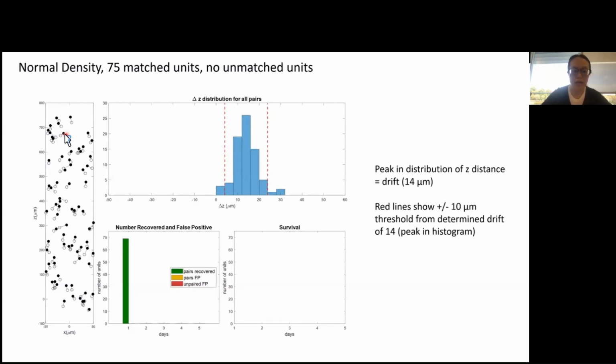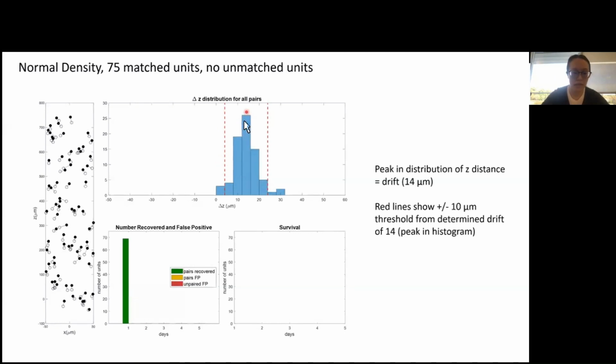I'm going to show you trackings on 6 datasets frame by frame in the next few slides. Each frame shows a comparison between 2 consecutive datasets. So we show 4 sections here. The first section shows a one-shank probe and the positions of all the simulated units on both datasets. The histogram above shows the vertical distance distribution of all the matched units. And the 2 vertical dashed lines here show a plus and minus 10 micron threshold, in which the match is considered to be a reasonable match.